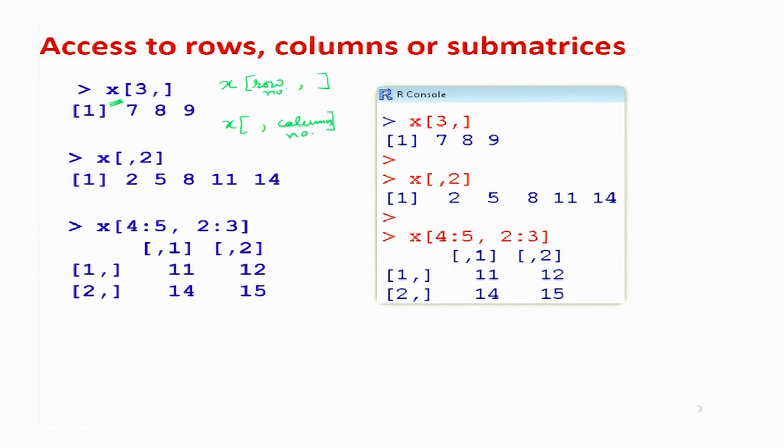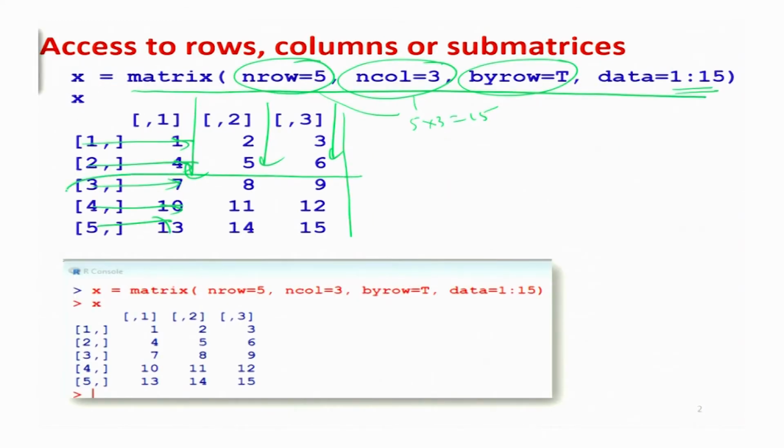For example, if you want to access the third row of this matrix X, you can write X, then square brackets, then 3 and then a comma, and after that you do not have to write anything, you can just leave it blank. This will give you the values 7, 8, 9, and if you look here, this is the third row.